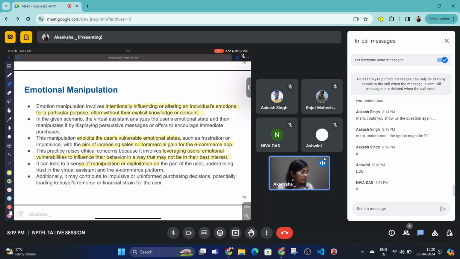So it may contribute to impulsive or uninformed purchase decisions, potentially leading to financial strain for the buyers.